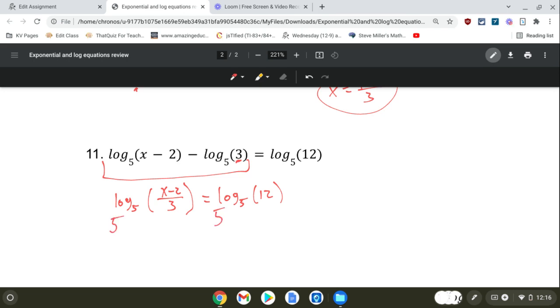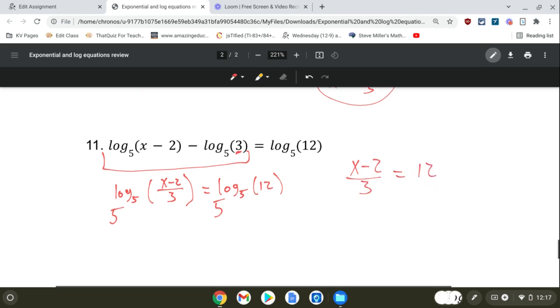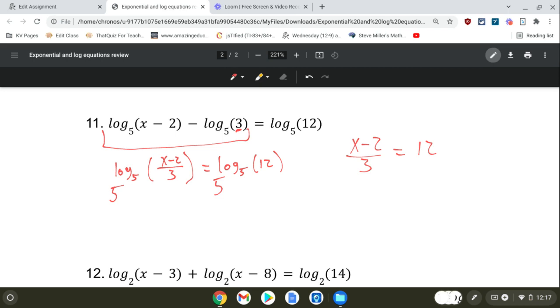Exponentiate by 5 on both sides to cancel out the logs. And you just have x minus 2 over 3 is equal to 12. All right, multiply by 3 to cancel out the 3. You get x minus 2 is equal to 36. And then plus 2 on both sides. So x is equal to 38.